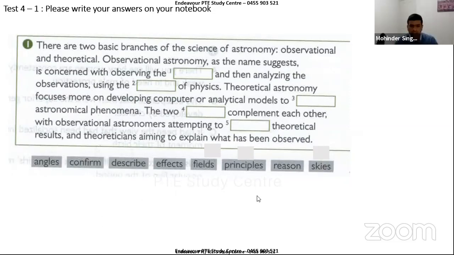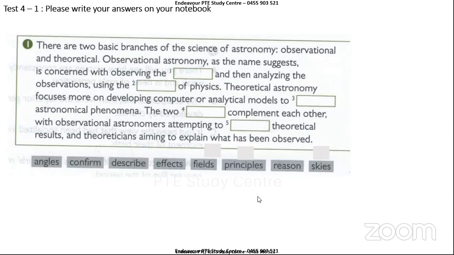All right, let's discuss. So Manmeet, I would like you to explain if you're still with us. Yes, sir. What would you put in the first one? Sir, in the first one, I put reason. Okay. Yes. Observational astronomy, that's how we say it. Astronomy, biology, similarly, astronomy, psychology.